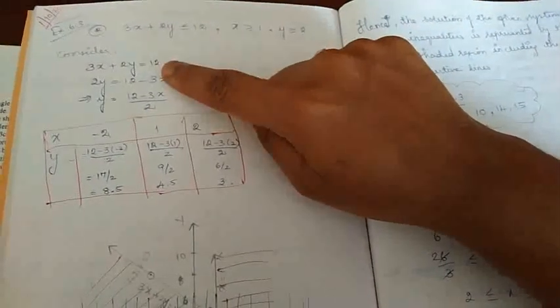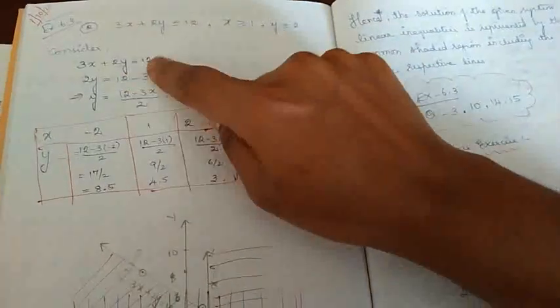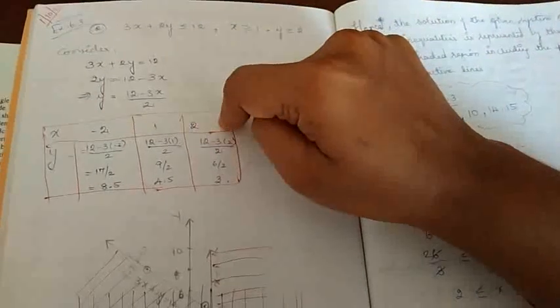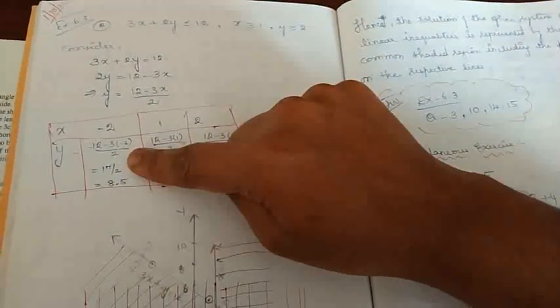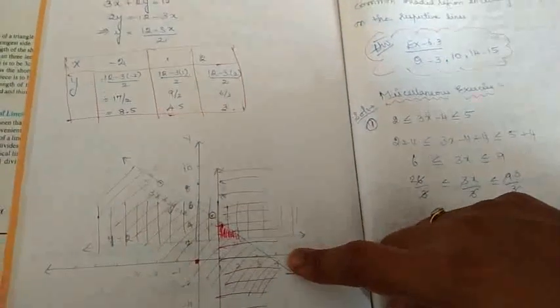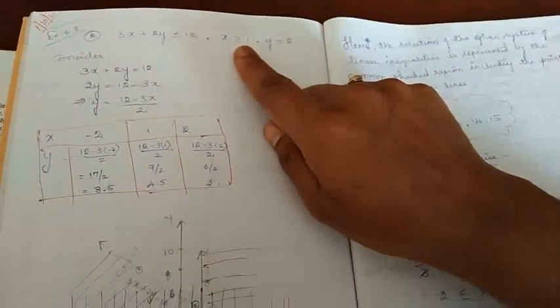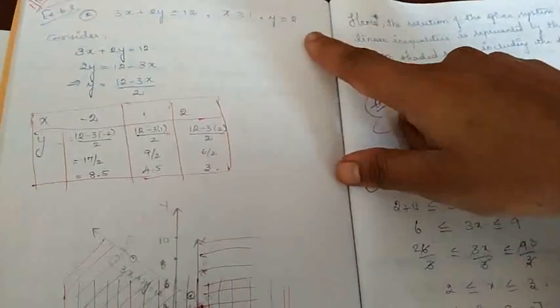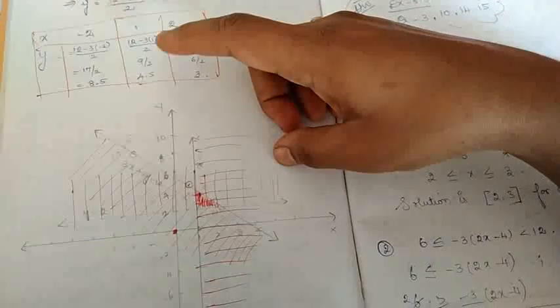So we have taken 3x plus 2y equal to 12, and we know how to draw the graph. Solve it for a variable, then choose three values for x, substitute in the equation, find the value of y, and plot it in the graph. Since it is less than or equal to, we have drawn it as a thick line. Then draw the line x equal to 1, which is this, and y equal to 2, which is this. So we have drawn all three lines.